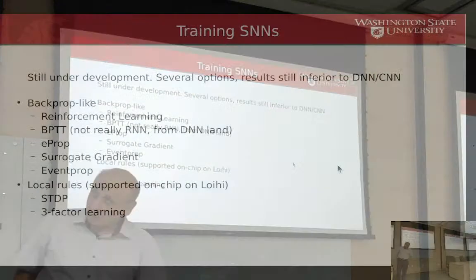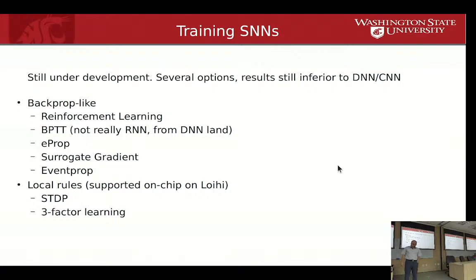So, one last slide on training. This is still under development. Both recurrent networks and spiking neural networks are more difficult to train compared to deep neural networks. There's less of an industry around that. There are several backprop-like algorithms, like reinforcement learning. There's backprop through time, eProp, surrogate gradient, event prop.